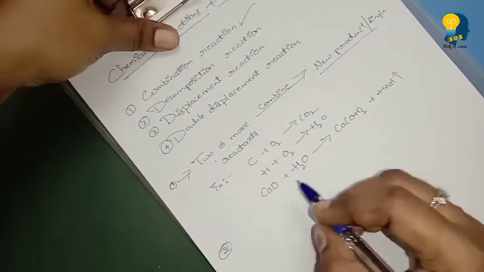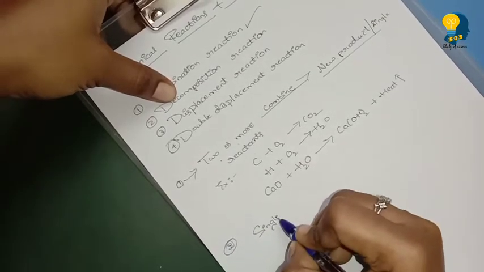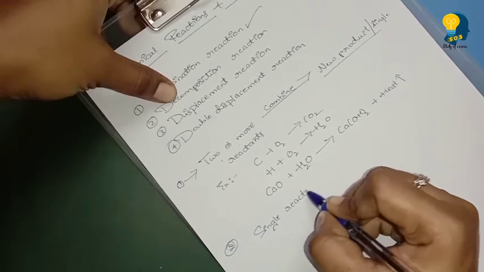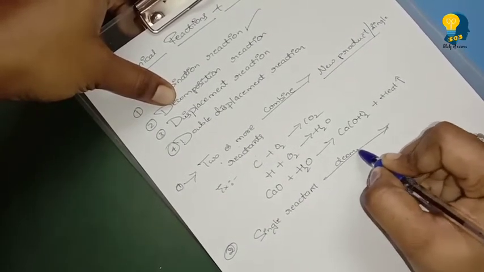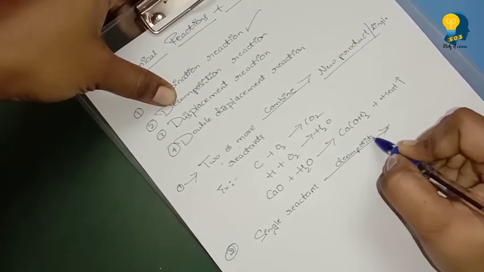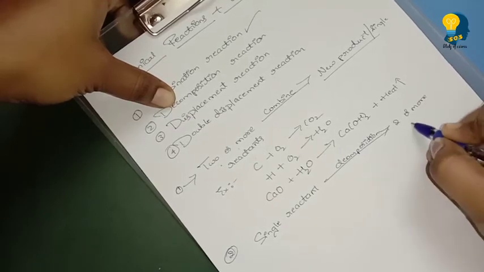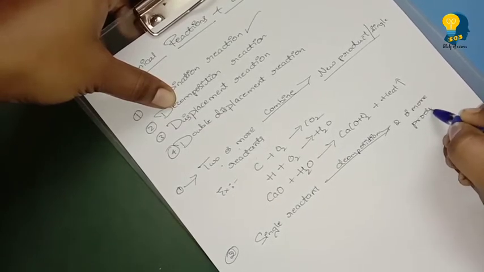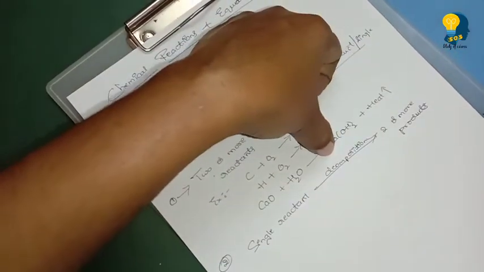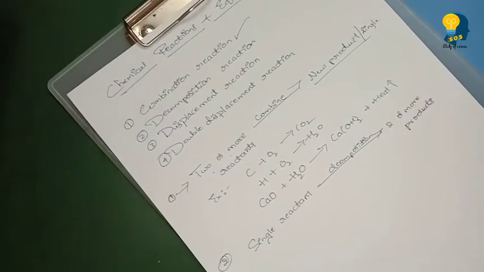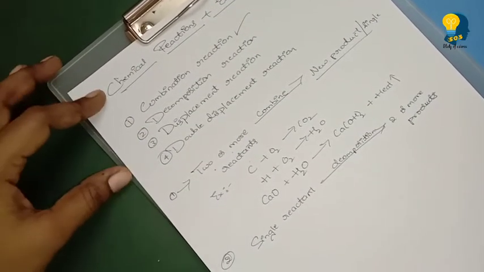Let's write. What is decomposition reaction? There will be a single reactant. I told you there will be a single reactant. So this single reactant undergoes decomposition to form two or more products. Very simple. Single reactant undergoes decomposition to form two or more products. That's all. You can write decomposition reaction.